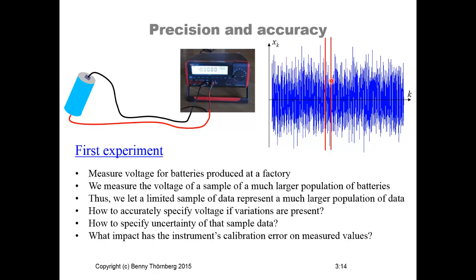And we are going to use this small sample for the analysis of mean value and variation of the battery voltage. But then comes the question how to accurately specify the voltage if there are variations, and for sure we can expect to have variations, and how to specify the uncertainty of that sample data, and what impact the instrument's calibration error has on the measured values. I should say here also that for all of these samples in this large population, we are using only one single instrument for measuring these values. And if there is any kind of calibration error, then we can expect this error to show as a systematic error in the statistics.